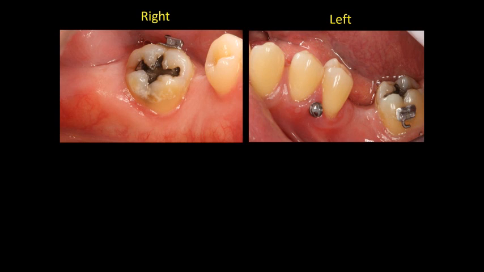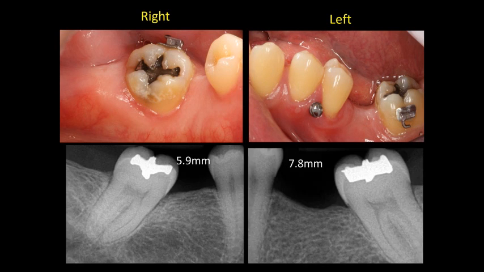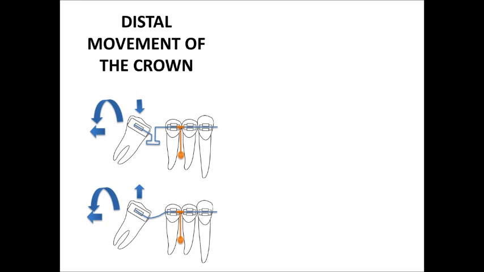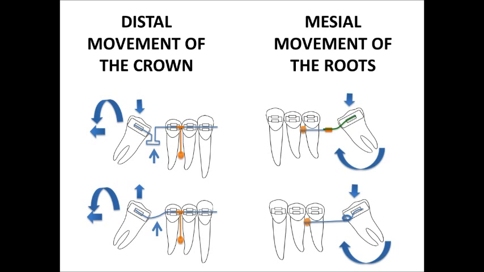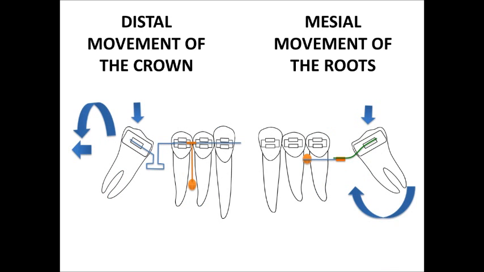So on the right side, you can see the space is very narrow. On the left side, you can see the space is wider, as we have pointed out. 5.9 to 7.8. The orthodontic movement, or the orthodontic mechanics, are going to be two. The distal movement of the crown, which we can see is one type of mechanical situation, and on the lower, another type. Whereas if we're going to move the roots mesially, we can see a different type of mechanics here. Distal movement of the crown and mesial movement of the roots.